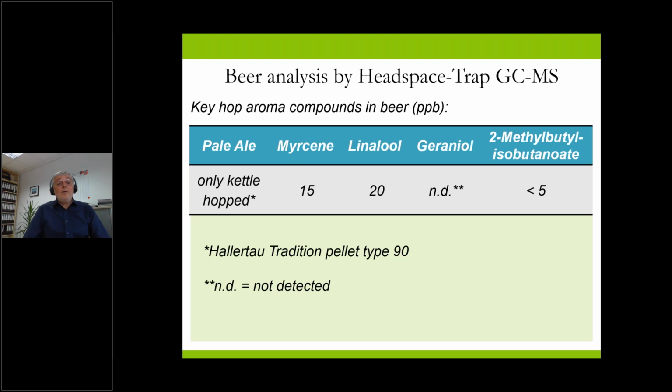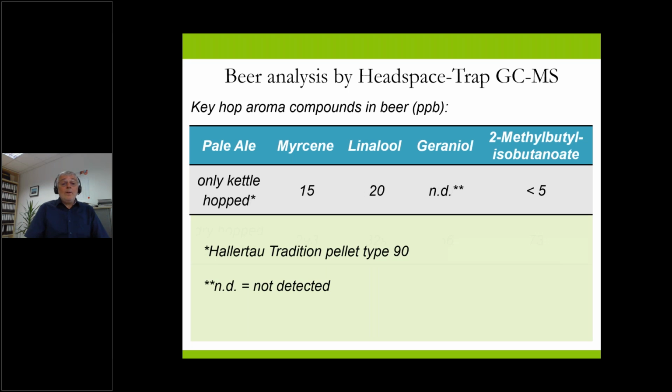Now we again have our pale ale, only kettle hopped. These key hop aroma compounds in beer, myrcene, linalool, geraniol, and the ester, are only present in very low concentrations. Only linalool is above its aroma threshold, which is about 10 ppb. Myrcene is lower than its aroma threshold. Also, the 2-methylbutyl isobutanoate is below the limit of quantification, and geraniol is not detected at all.